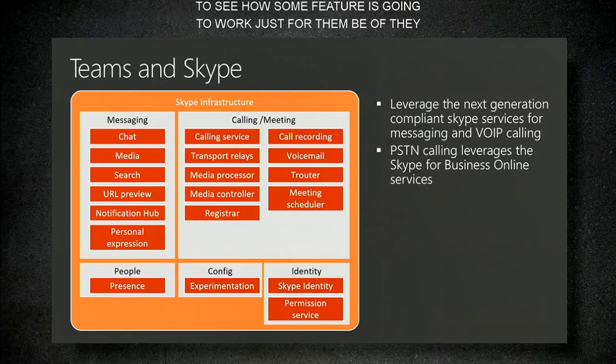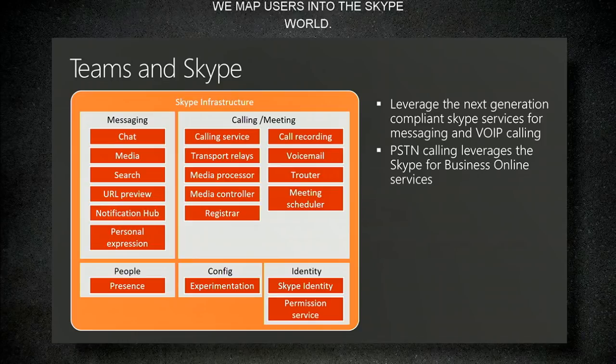And then we also have the identity and permission service, which is how we map AAD users into the Skype world. A permission service is a place where, for instance, for guest access, we had to go in and make some changes to say it's OK for someone outside the host tenant to start contacting other people inside that tenant.